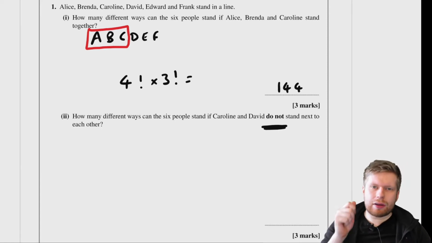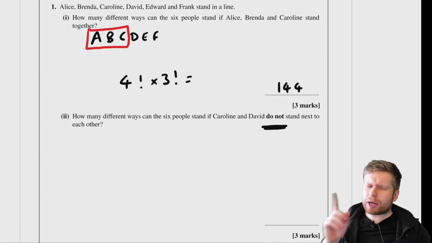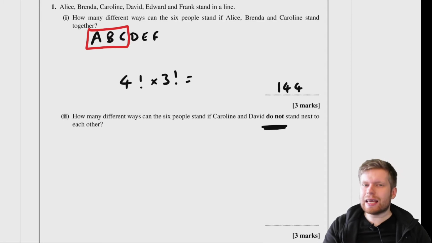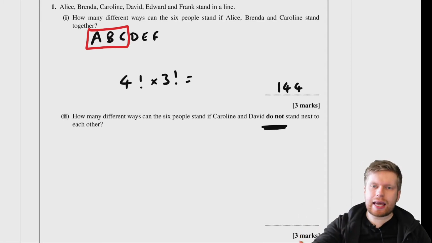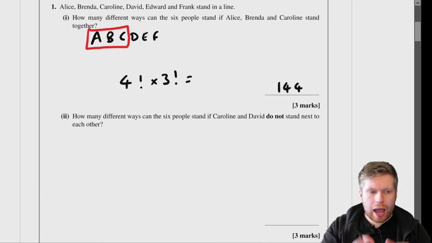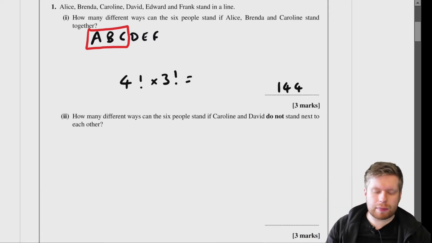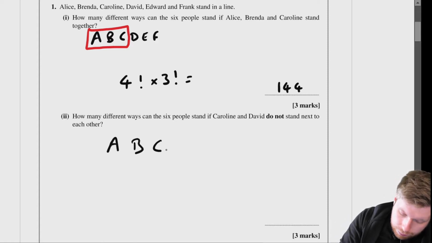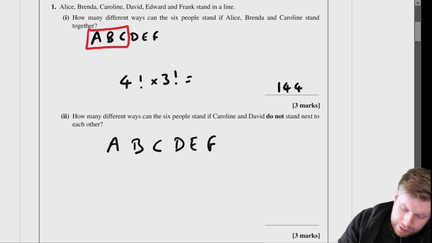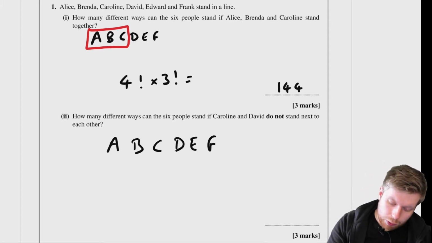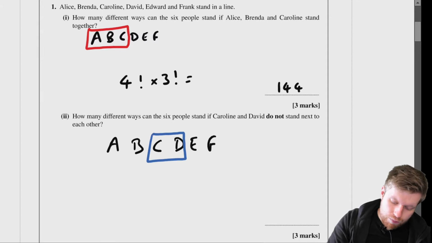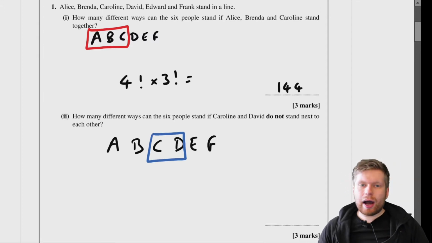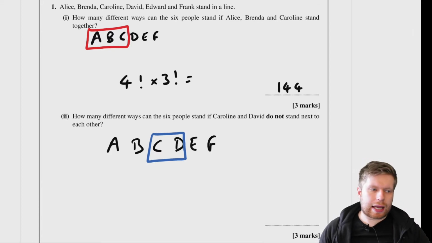I don't know how to calculate the number of ways such that Caroline and David do not stand next to each other. But I do know how to calculate the number of ways for Caroline and David actually standing together. Okay, so if they did stand together, I know how to calculate that. In fact, it's very similar to what we did in part 1. So in other words, I'm going to take my A, B, C and D, E and F. So these are my 6 people. And I'm basically just going to say, those 2 people there, I don't want them standing together. So let's work out the number of ways of arranging them such they do stand together.